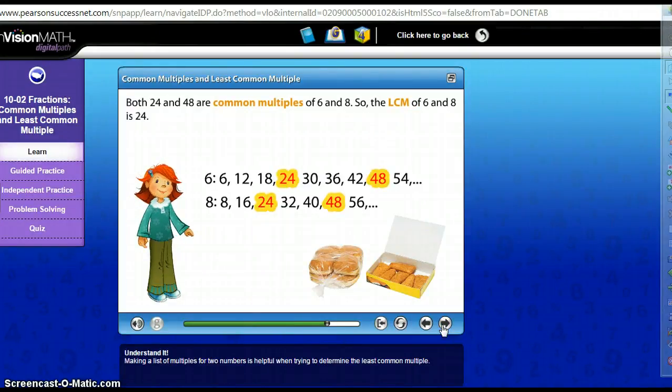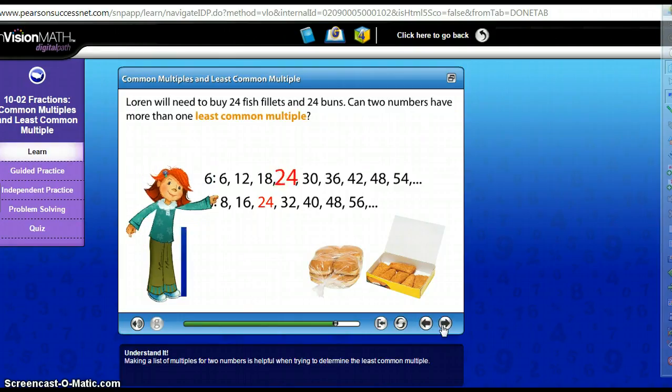Both 24 and 48 are common multiples of 6 and 8. So, the least common multiple of 6 and 8 is 24. Lauren will need to buy 24 fish fillets and 24 buns.